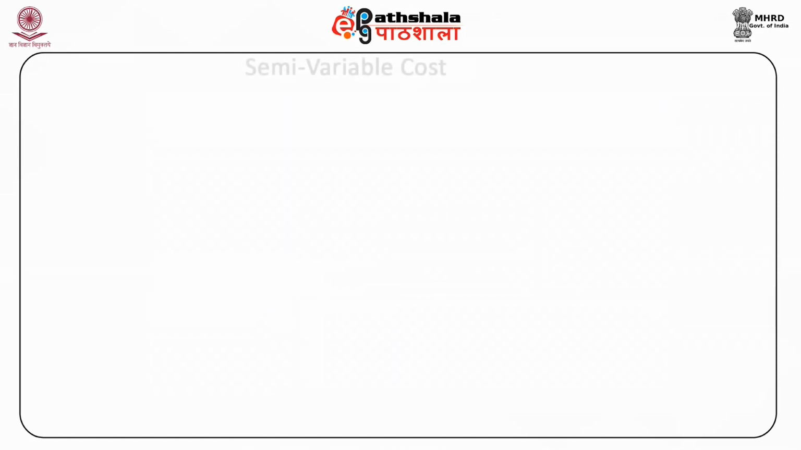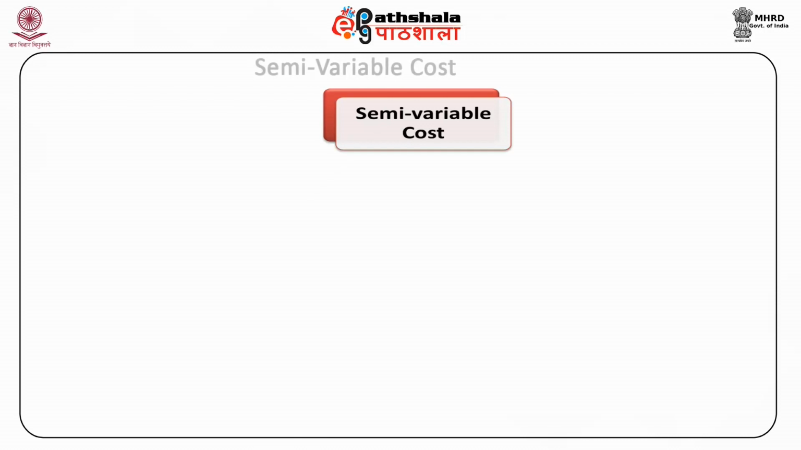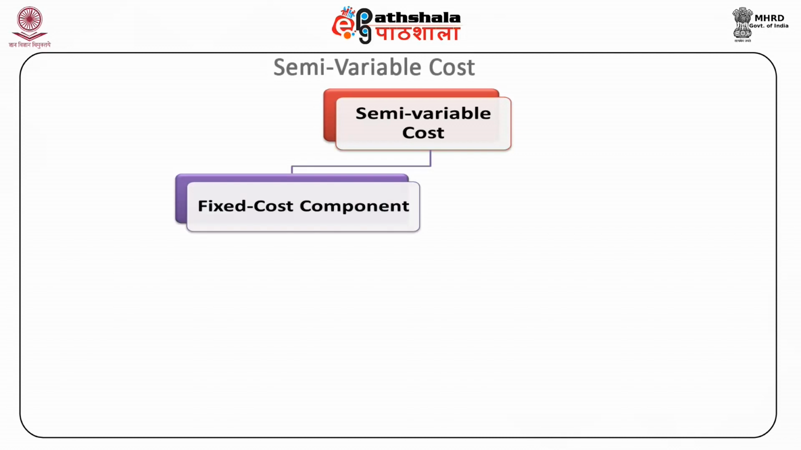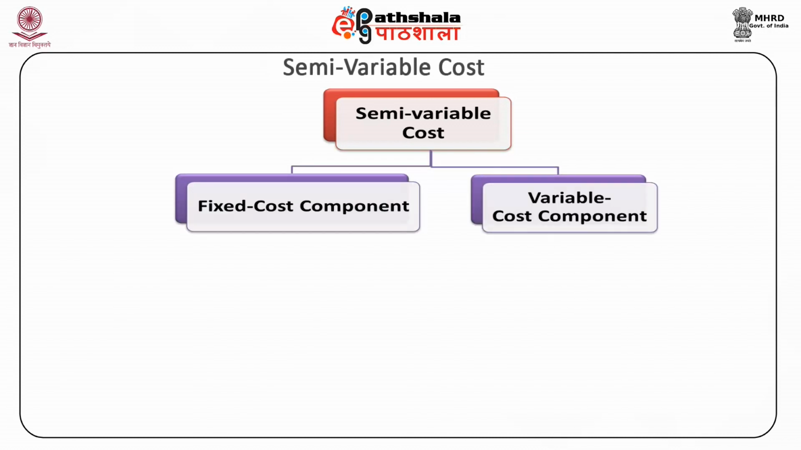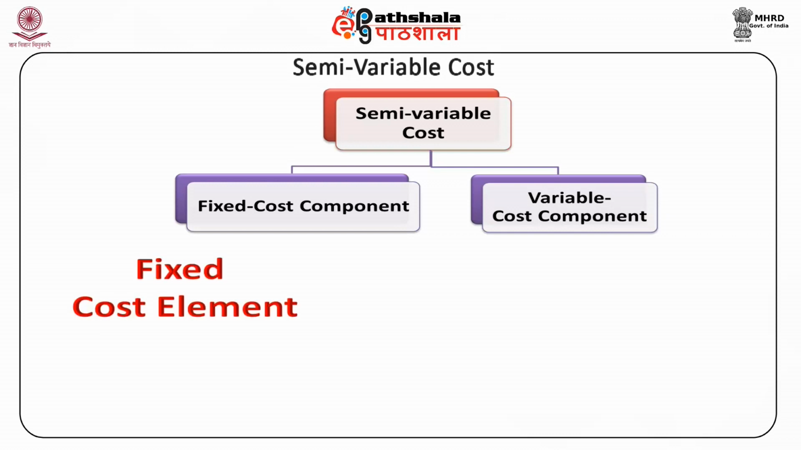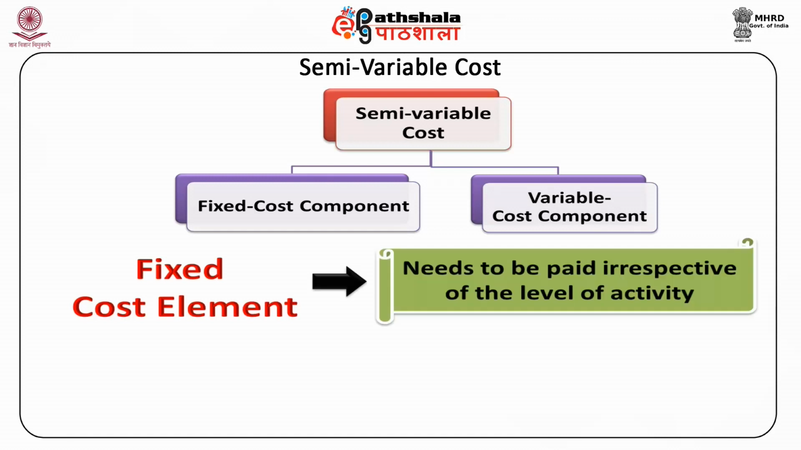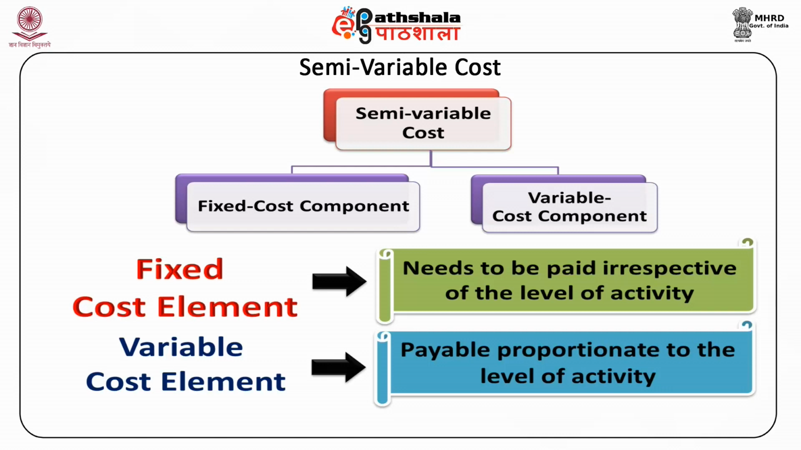Semi-variable cost. Semi-variable cost is an expense which contains both a fixed cost component and a variable cost component. The fixed cost element is the part of the cost that needs to be paid irrespective of the level of activity achieved by the entity. On the other hand, the variable component of the cost is payable proportionate to the level of activity.